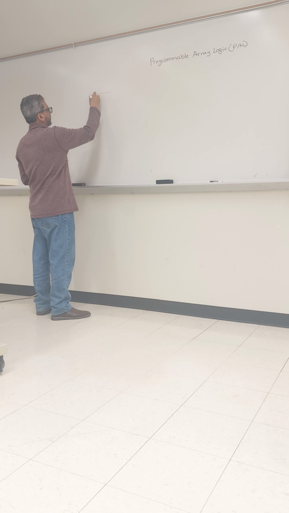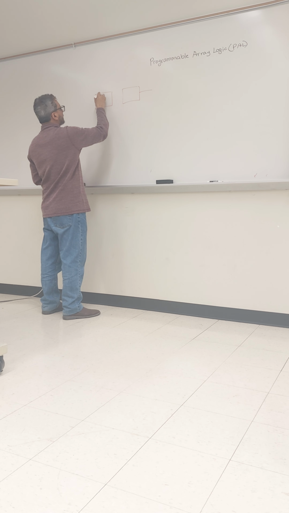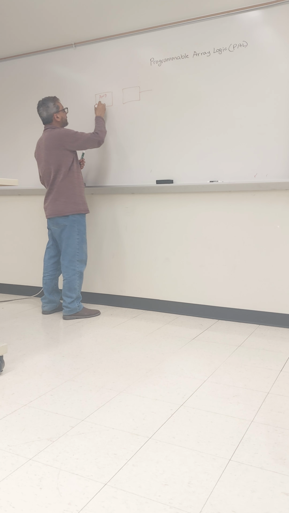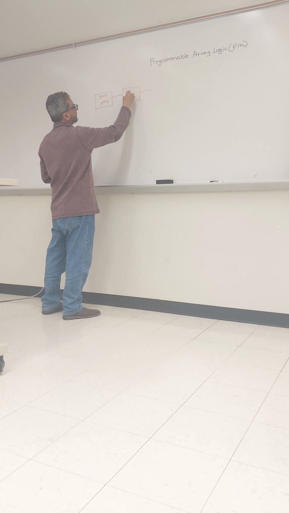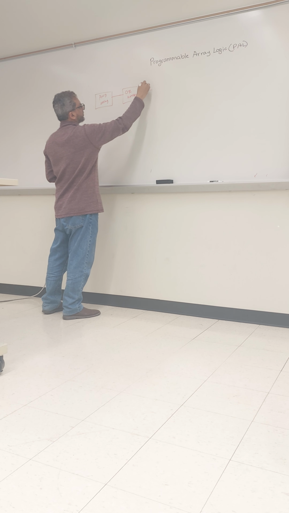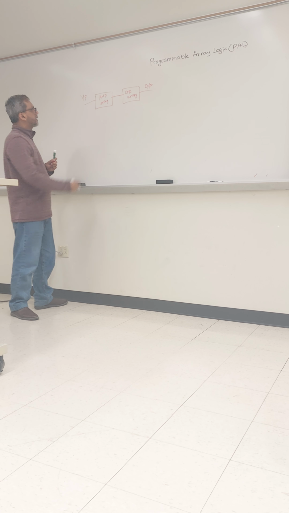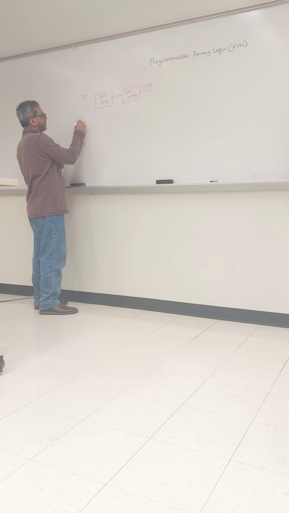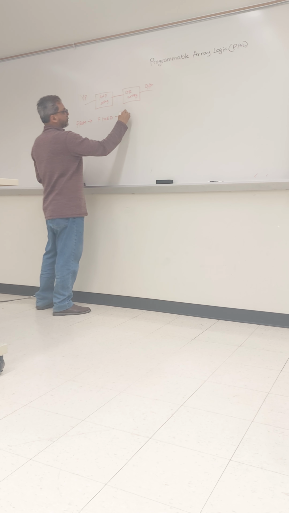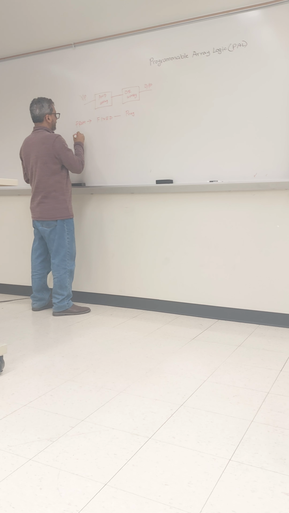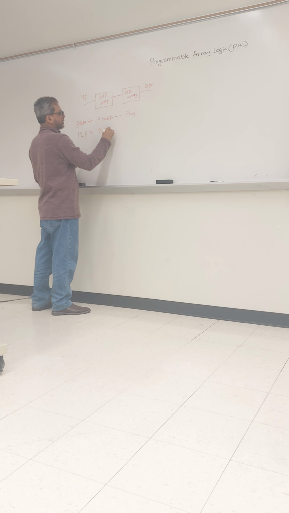So if I draw this block diagram, this is the AND array, output given to OR array. This is the output, this is the input. In case of PROM, this one was fixed, this one programmable. In case of PLA, both are programmable.